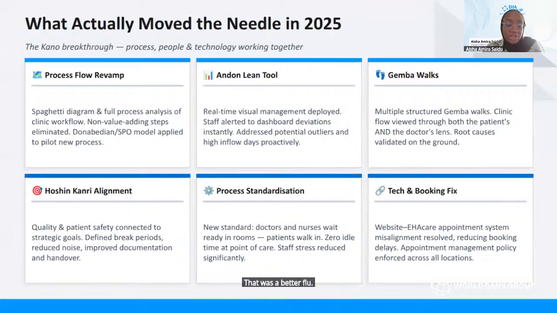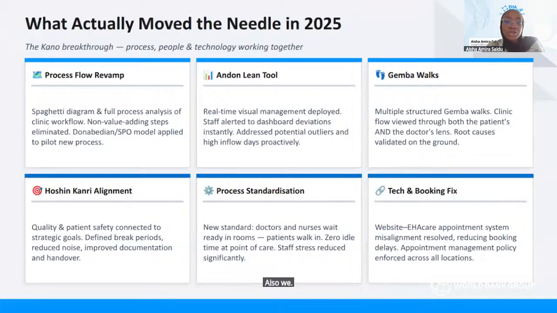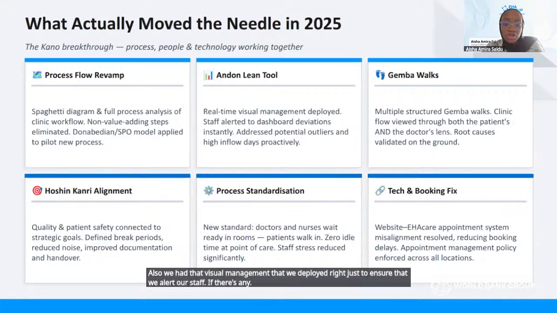We piloted that, of course, looking at it that this is a new process and we needed to pilot. So we did a pilot and that really helped us to achieve our goal. Also, we had visual management that we deployed, just to ensure that we alert our staff if there's any dashboard deviation. So basically, the staff were alerted so that they're able to address potential outliers as they come.